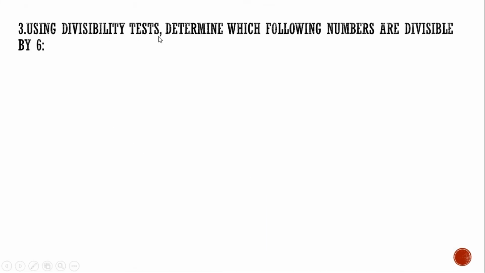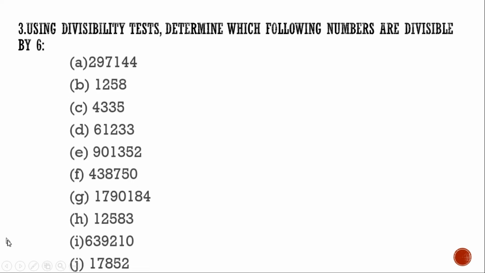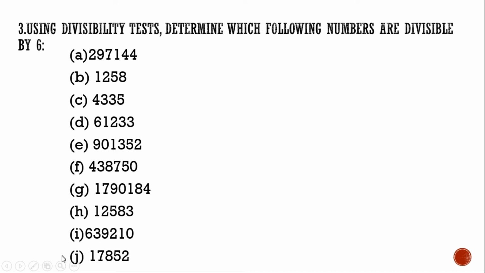Using divisibility test, determine which of the following numbers are divisible by 6. What is the rule of 6? The given number must be divisible by 2 and 3. If these two conditions are satisfied, then only you can say the given number is divisible by 6. Okay, here again A to H we have. Here also I am going to do only the last 4 sums. Okay, the remaining will be your homework.